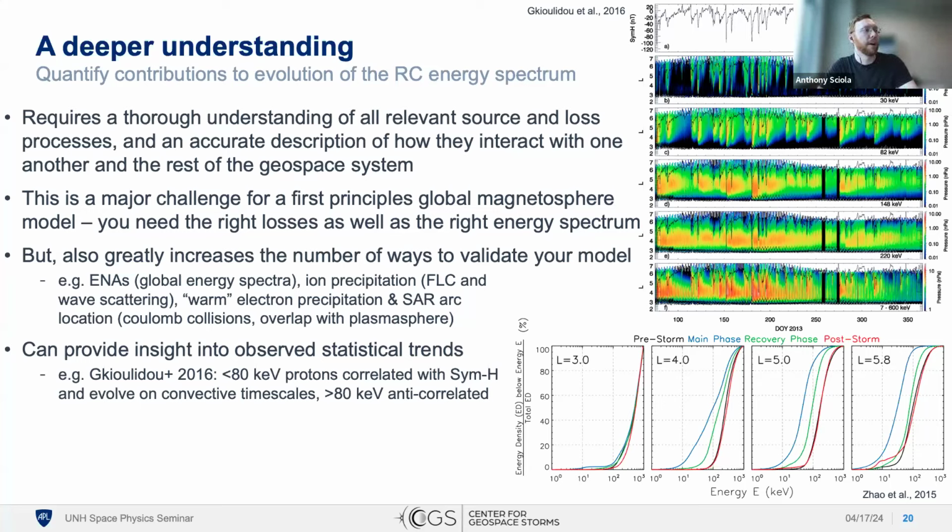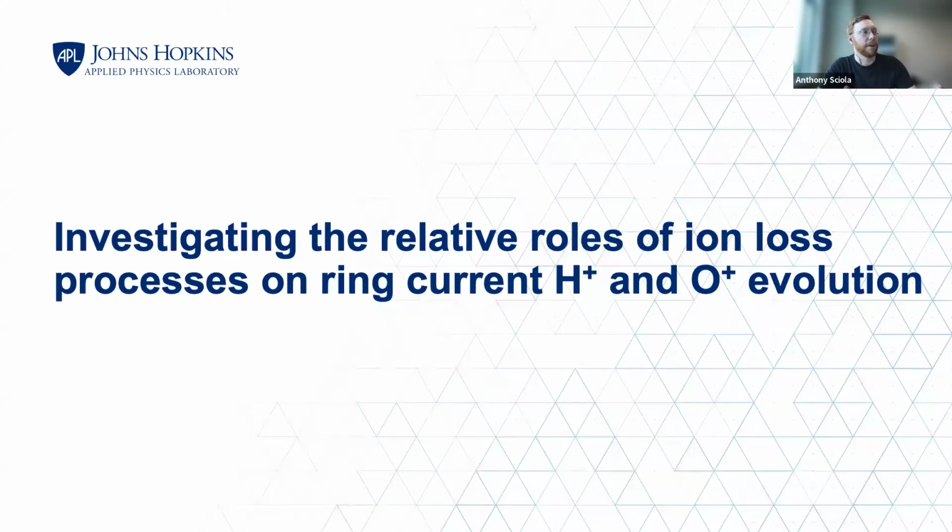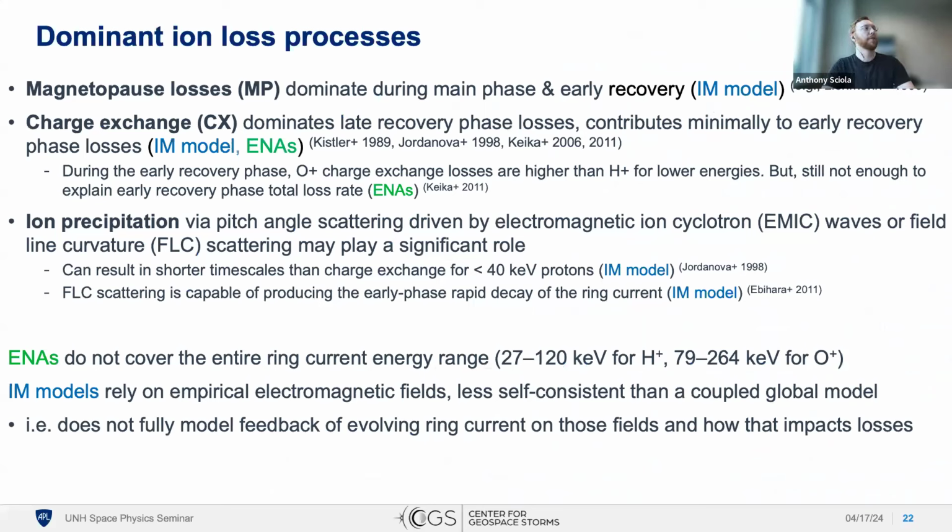And then down the road, we can use that to get some insight into these observed statistical trends of the evolving energy evolution. But this also motivates our next study, which is investigating the relative roles of ion loss processes on ring current H+ and O+ evolution. So we're not getting to all those major questions right away, but this is progress towards being able to do that. That's just as a quick overview.